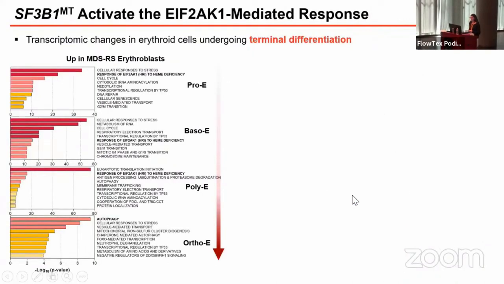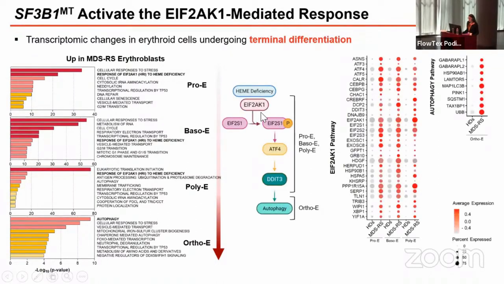Then we decided to understand what was happening in these cells, so why they get blocked in this orthochromatic state. We performed transcriptomic analysis of this erythroid cluster, and we saw that at the level of the proerythroblast and polychromatic erythroblast, there was an upregulation of the EIF2AK1 pathway. EIF2AK1 is a stress-sensing kinase that, when there is a heme deficiency, phosphorylates its downstream effector, EIF2S1. This reduces the translation of globins and increases the expression of ATF4. In our case, because the SF3B1 mutation is permanent, so chronic in these patients, this will activate DDIT3, which will activate autophagy at the level of the orthochromatic erythroblast and block the maturation at this stage.